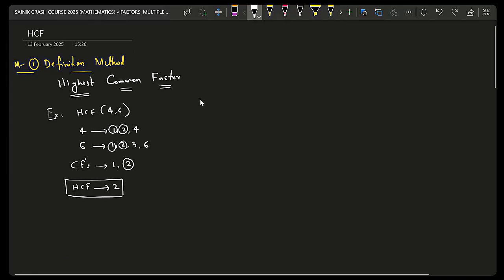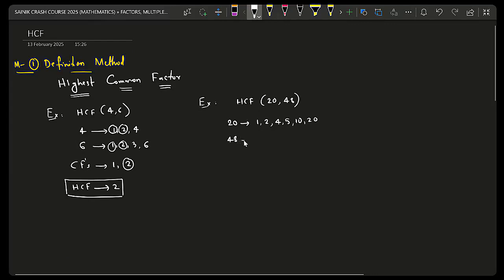So let's take another example for this. Find the HCF of 20 and let's take 48. So we want to find the HCF of 20 and 48. For 20, let's write all the factors: 1, 2, 4, 5, 10, 20.